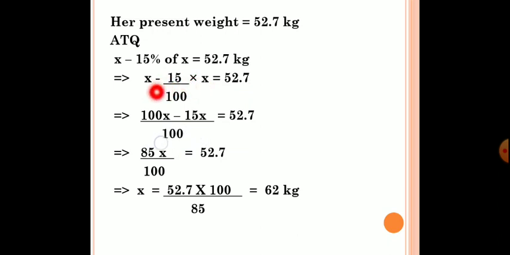Again we have x in these two terms, so we will take 100 as the LCM and we'll have 100x minus 15x equals 52.7. Now 100x minus 15x will give 85x in the numerator, divided by 100 equals 52.7. Therefore the value of x is 52.7 into 100 divided by 85. If I solve this equation, we will get the answer as 62 kg. So previously Renu had 62 kg weight. Now her present weight is 52.7 kg.